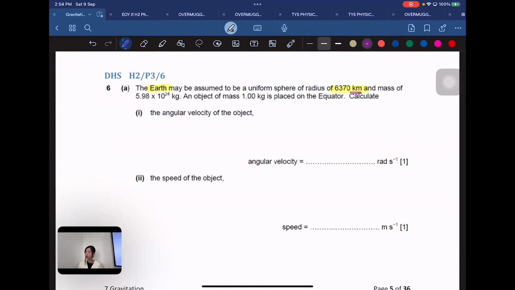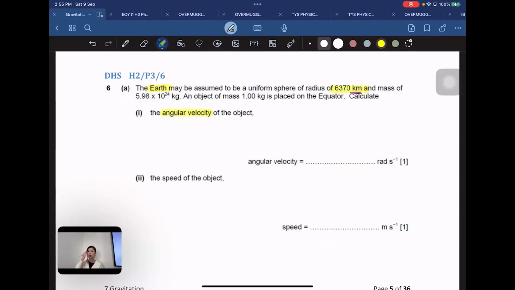Now, an object of mass 1 kg is placed on the equator. Calculate the angular velocity of the object. So they want you to find omega. Am I right? You have learned before in circular motion, because your object is orbiting around the Earth, so it's moving in circular motion. Omega is equal to 2 pi over T, or 2 pi f. But I don't have the frequency, so I can't use 2 pi f. The only thing I can use is 2 pi over T.